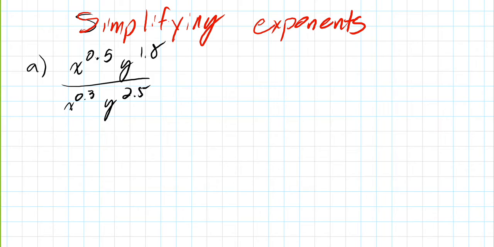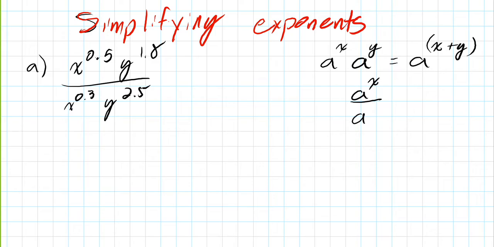So they'll sometimes write the rule like this. If you have a to the x times a to the y, you can simplify by writing it as one base and just writing x plus y, whatever those two exponents are. The same concept holds for division. A to the x over a to the y: you write the same base, but this time it's x subtract y.